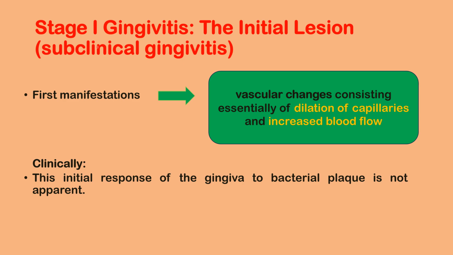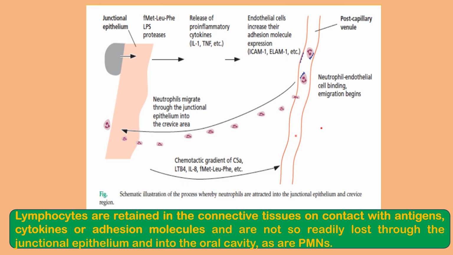Talking about the first stage of gingivitis, that is the initial lesion. It is also known as subclinical gingivitis since at the microscopic level there is presence of inflammation, but clinically the initial response of the gingiva to the bacterial plaque is not apparent. The first manifestation seen in the initial lesion is vascular changes, which consist of dilation of the capillaries and increased blood flow. In this diagram, we can see that the lymphocytes are going to be retained in the connective tissue when they come in contact with the antigen, cytokines, and adhesion molecules.